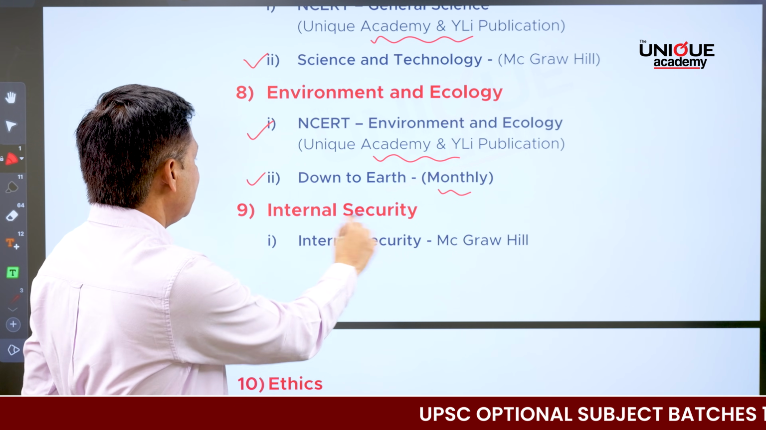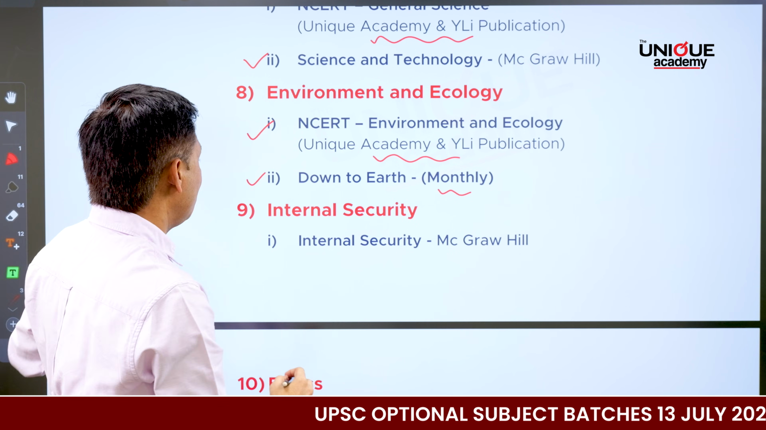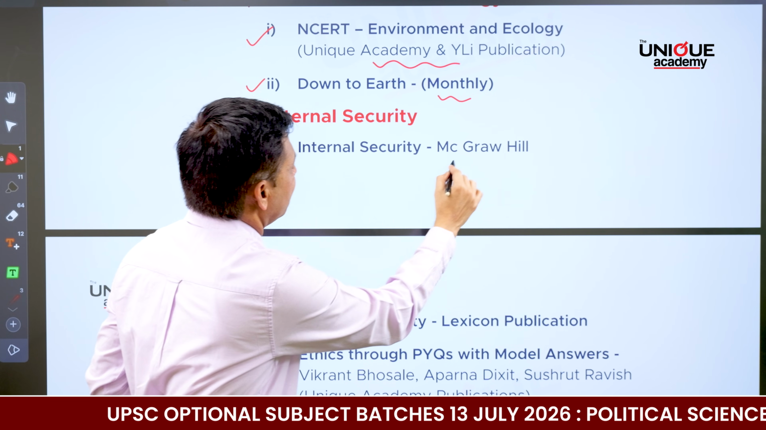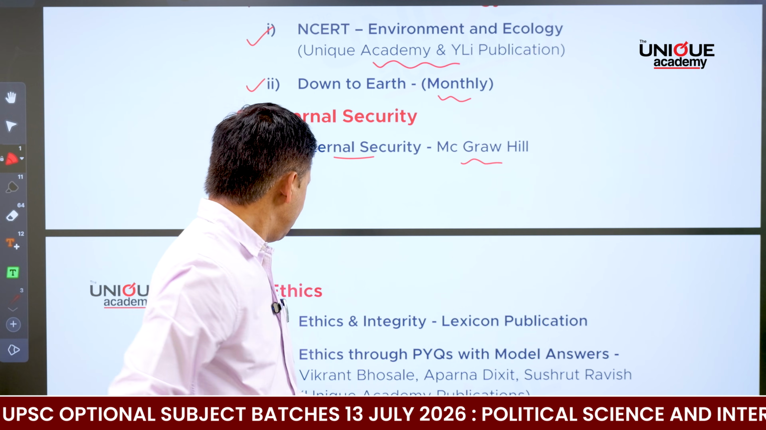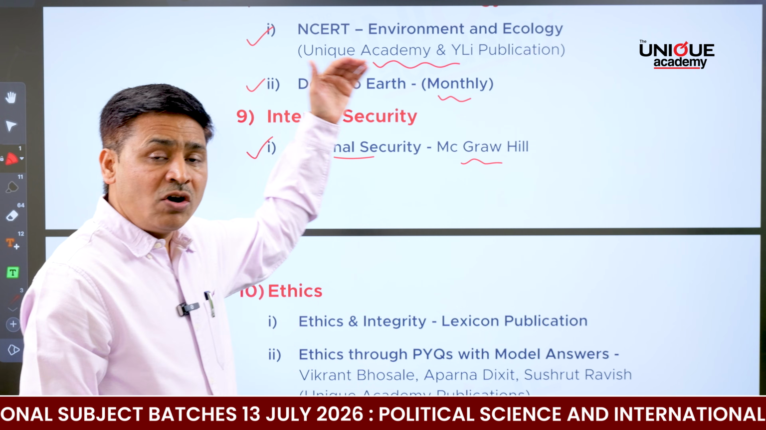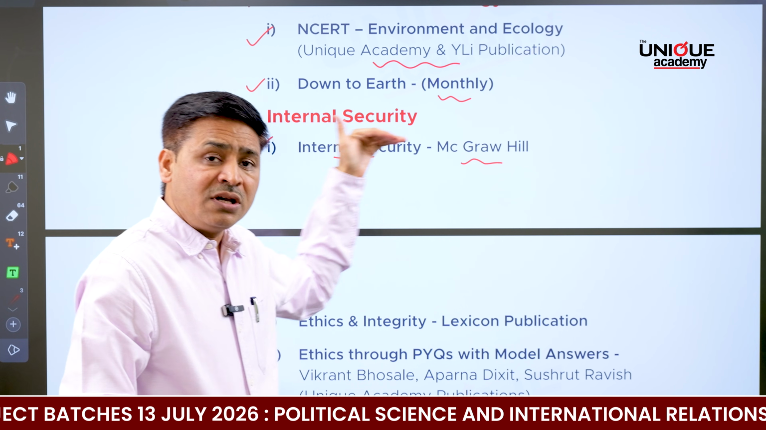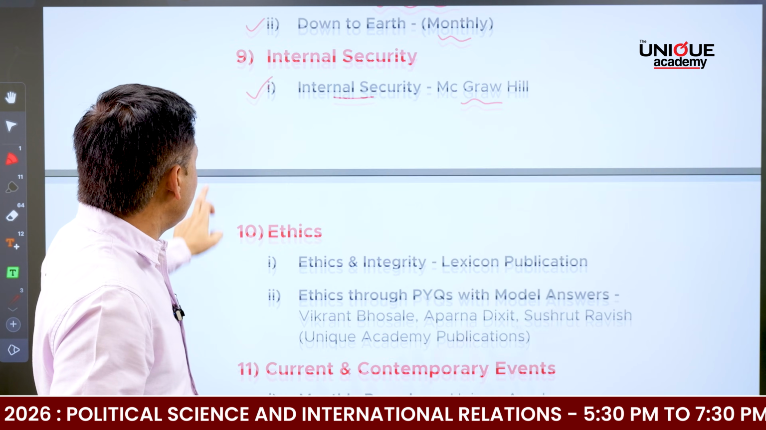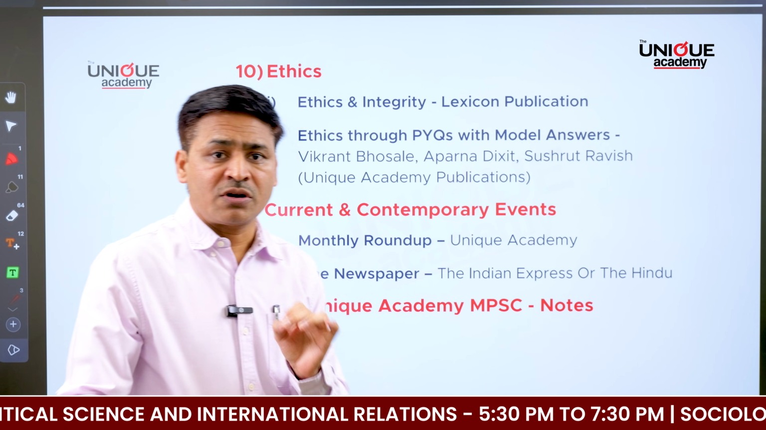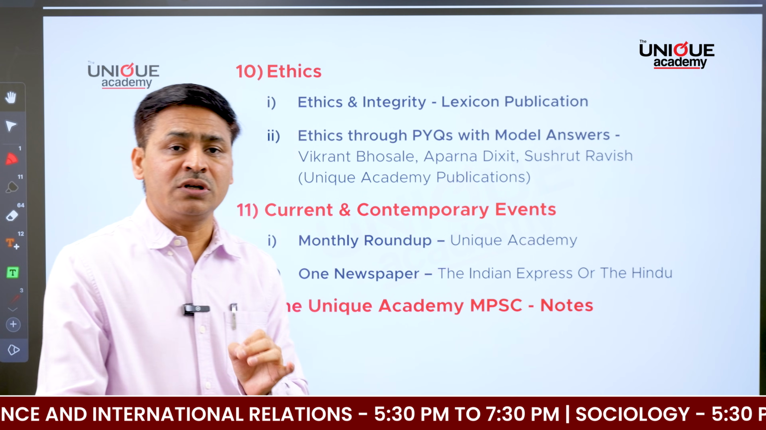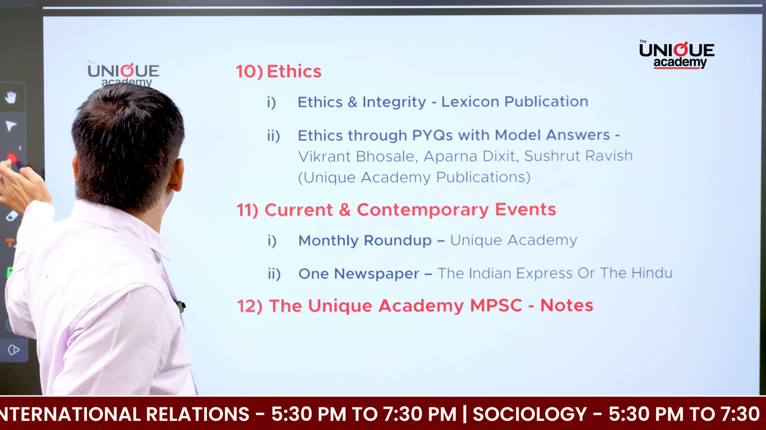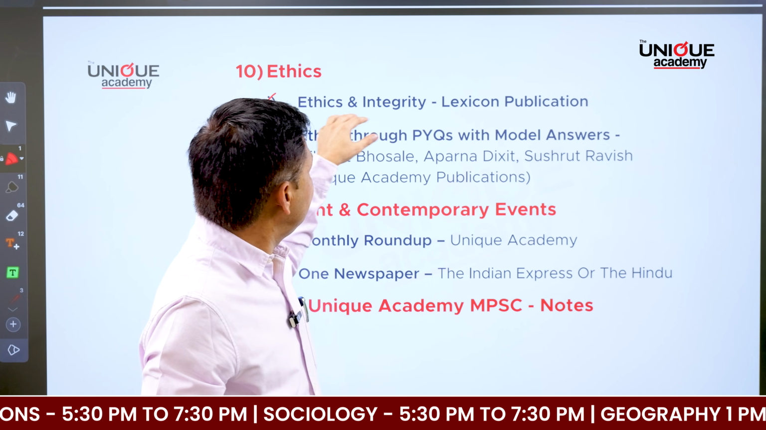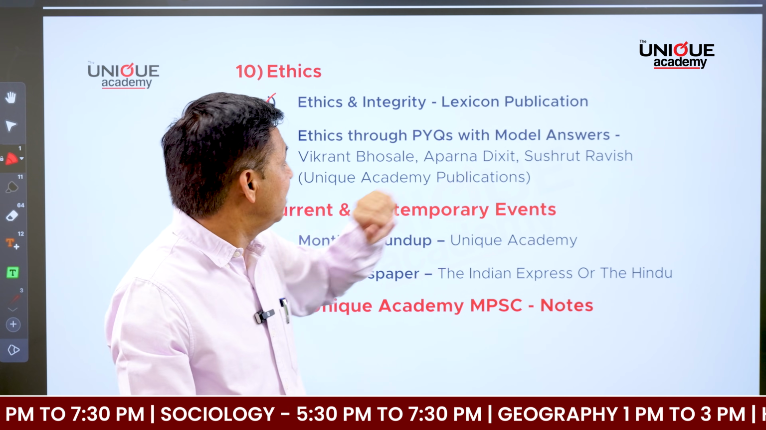And then for internal security, again you have a very important book published by the McGraw-Hill Publication, titled Internal Security. So thus economy, science and technology, and then environment, ecology and internal security. Now taking it forward, remains the last paper of GS, that is GS4, that is ethics, for which you have to refer to Ethics and Integrity published by the Lexicon publication.